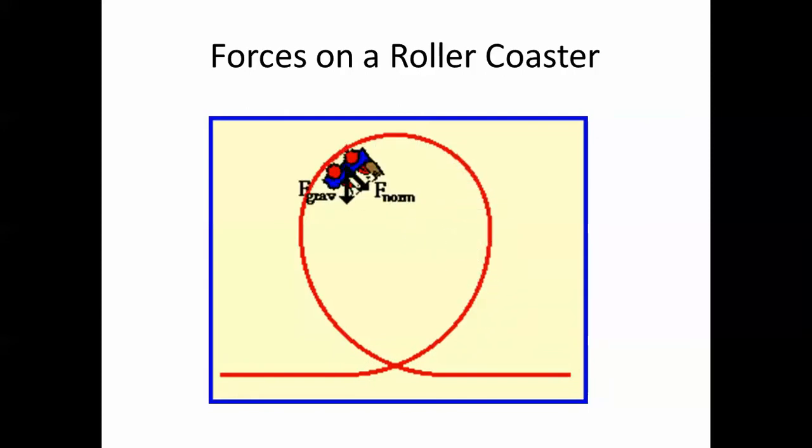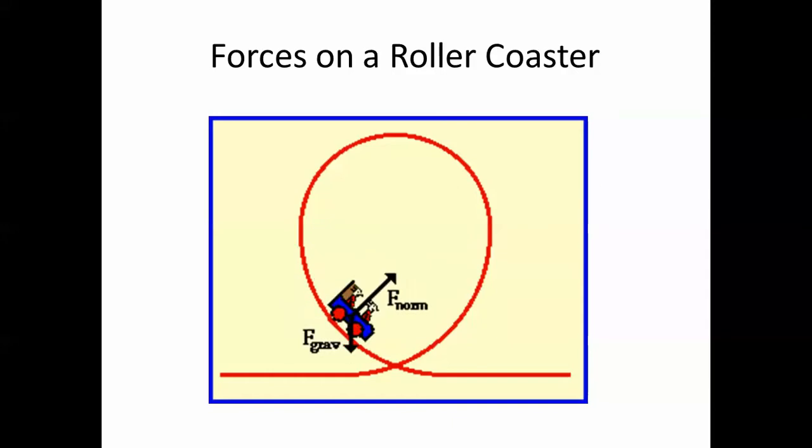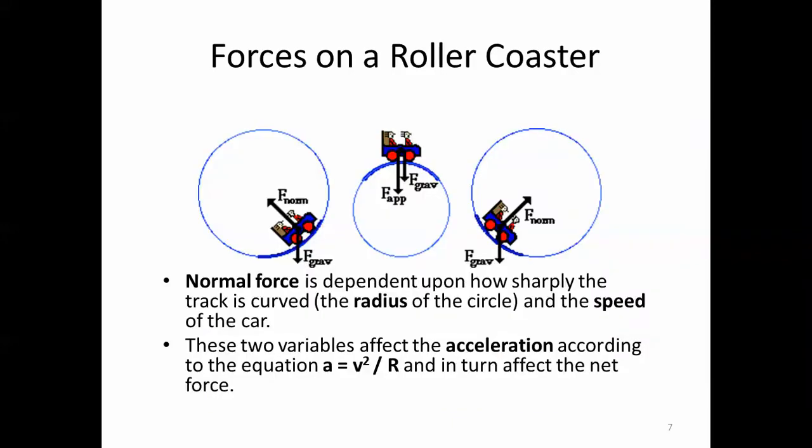Let's talk about this in more detail. Normal force depends on how sharply the track is curved, or the radius of the circle, and the speed of the car. As you're going up, your normal force is always perpendicular to the surface and force of gravity is down. If you were driving on the top of a circle, you'd have gravity down and an applied force down. If you were driving at the bottom, you'd have your normal force going perpendicular and your force of gravity going down.